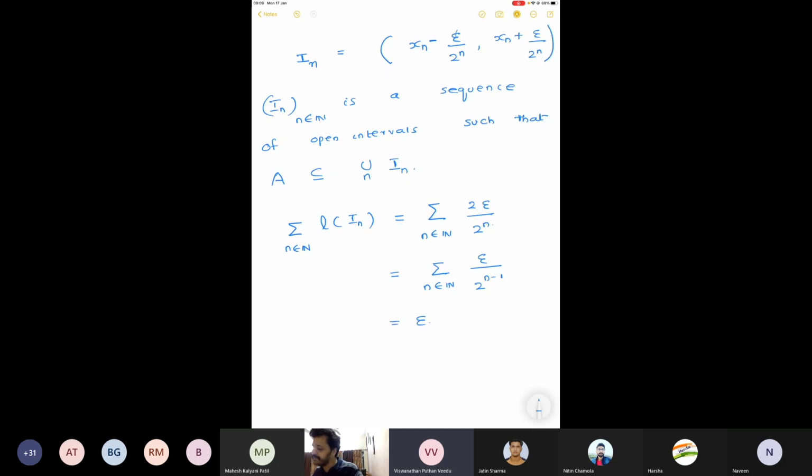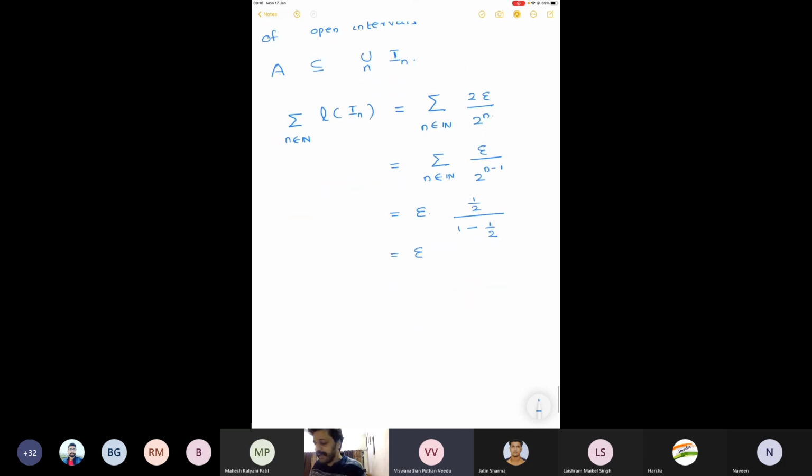Can you tell me what this will be? When n is 1, it is 1. So the sum is 1 by 1 minus 1 by 2, that is a by 1 minus r. So anyway, it is epsilon. So summation n belonging to N, length of In is epsilon. Okay. So for a particular cover consisting of open intervals, the summation of length of In is epsilon.